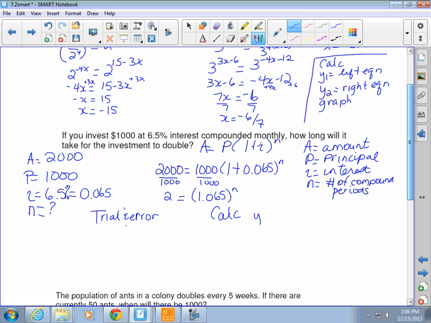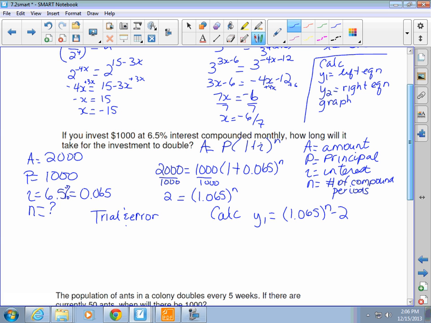You'll put y1 is equal to 1.065^n minus 2. So I'm just doing it in one equation. Okay, and then you'll hit graph and it'll draw it for you.